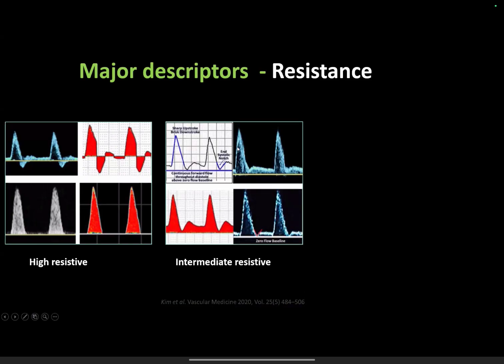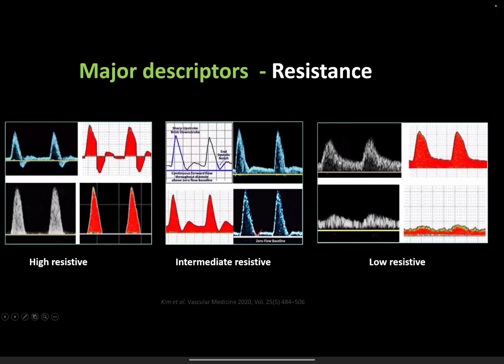This is a spectrum showing intermediate resistance. There is upstroke, peak, there is deceleration, and it is not touching the baseline. The flow is somewhat there in the diastole, and it is continuous in the forward flow with a dicrotic nose. So a little bit moderately resistant, intermediate resistant. That is touching the baseline, again intermediate resistance.